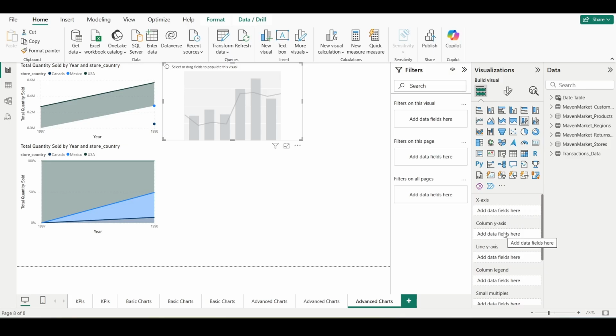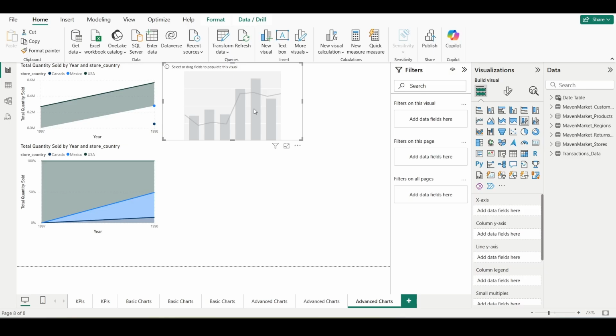Column y-axis displays the values for stacked columns representing measures like total sales or quantity. Line y-axis displays a line chart often used to show trends or rates such as profit percentages or growth rate. Column legend displays the names of the values that are stacked in the columns, allowing users to quickly understand which values are represented by each section of the stacked columns.